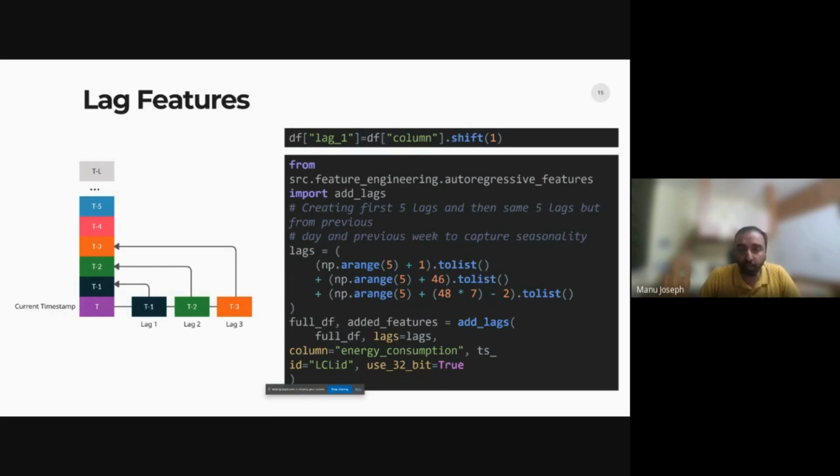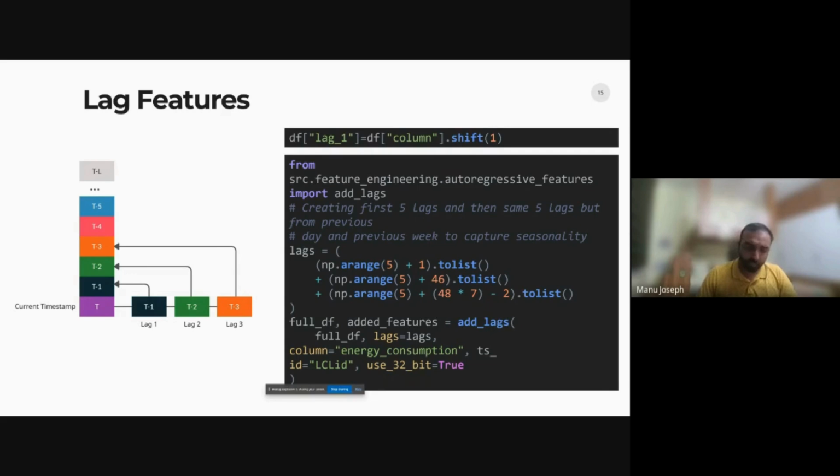But when we do this for a large data set, like these 5,500 odd households, you have to do this shift for each of those households or time series separately. And you can create a lot of lags as well. So for all of that, we've defined a method called add_lags. It does the whole thing in a very efficient manner. All you need to do is give the lags that you want to create, like in this case I'm creating 1 to 5, then some different lags, and give those as a list of lags to the method, and specify which column I want to create the lags for, and which is the unique ID for each time series. Once you do this, all the lags will be added to this full DF, and you'll get it back. So adding lag features is very simple, and it's the bare minimum that you need to do.